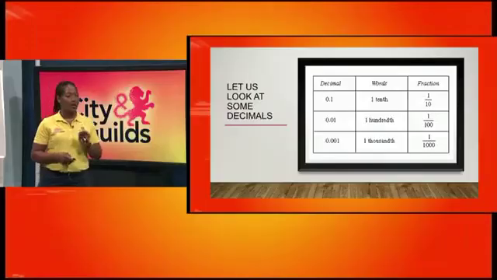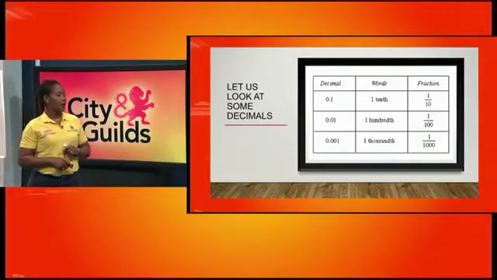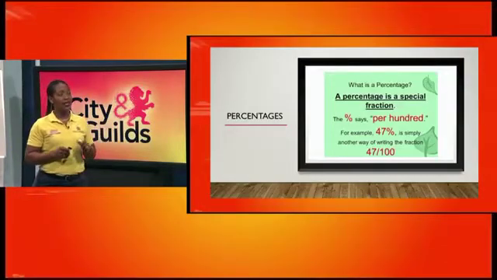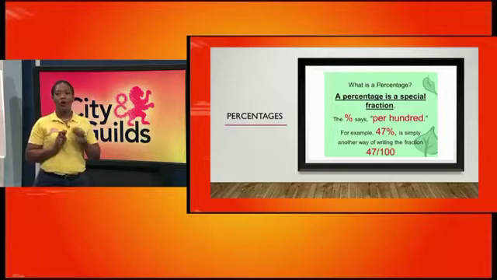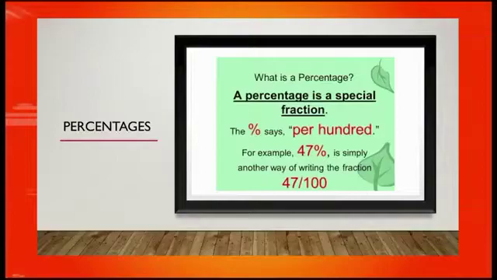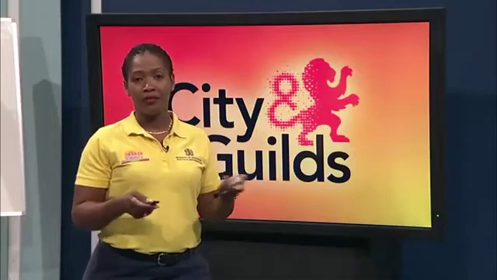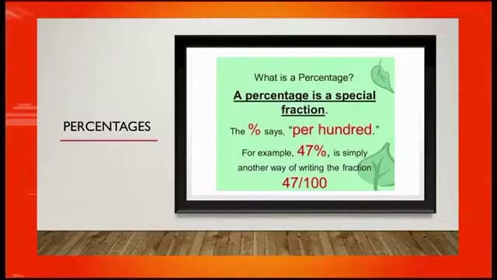0.001 is 1,000th, and it's 1 out of 1,000 parts. All right? Now, what is a percentage? A percentage is a special fraction because this fraction is always out of 100. So the symbol with the 2 zeros on opposite sides says per 100. For example, 47% is simply another way of saying 47/100th, and that is out of 100, 47 out of 100.